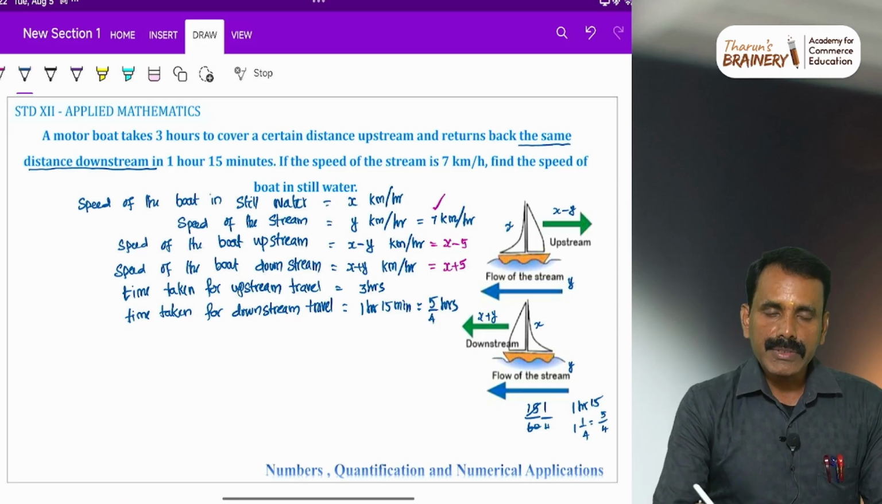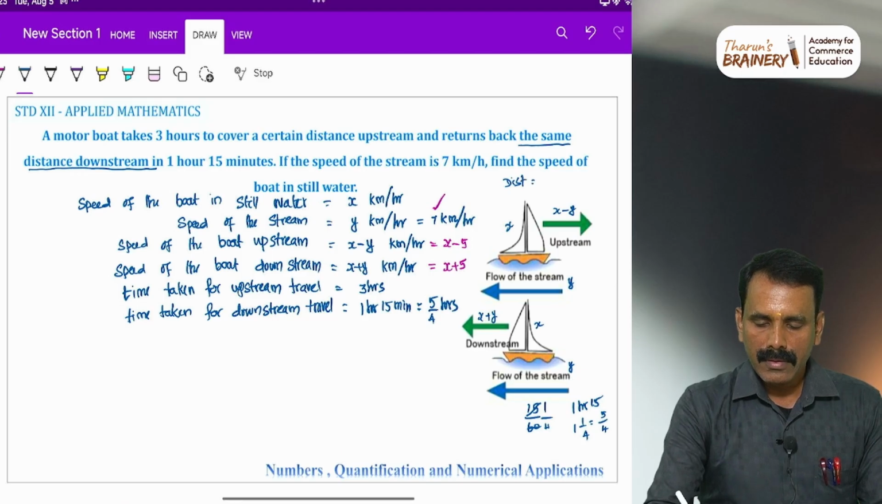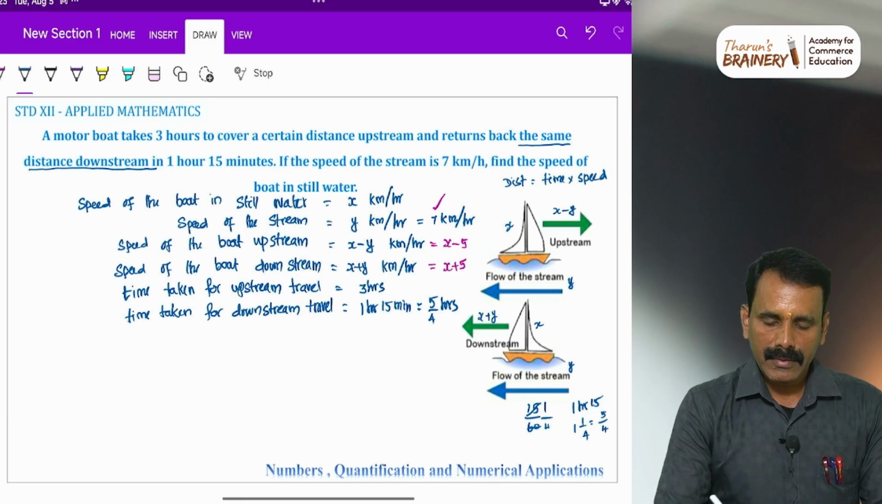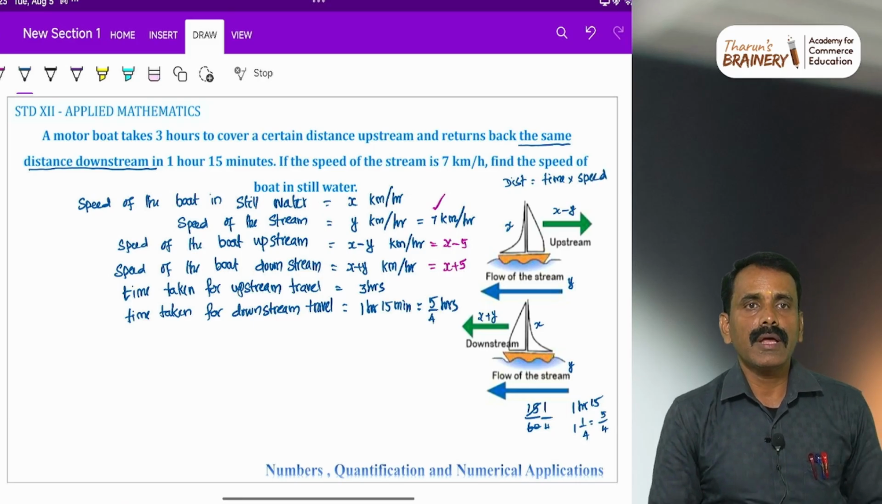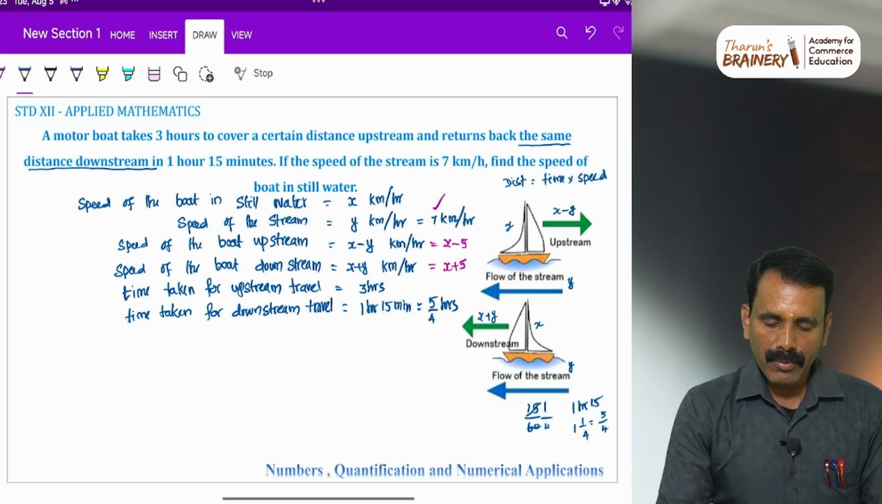And we are going to use another formula. Distance is equal to time into speed, or speed into time. Because the distance traveled for the upstream travel as well as the distance traveled for the downstream travel are the same, we equate both of them.